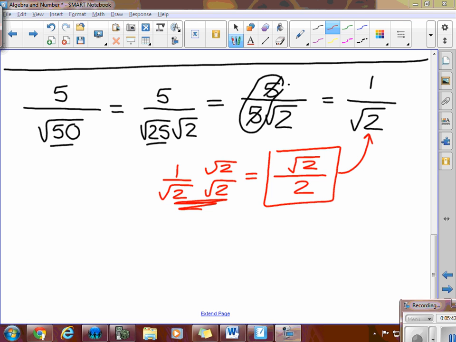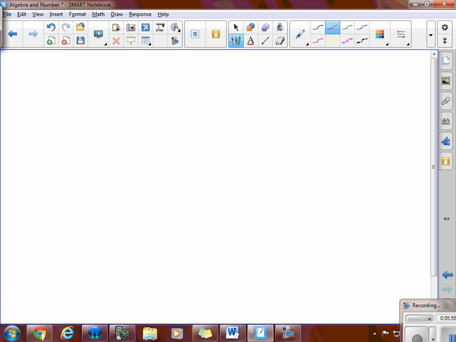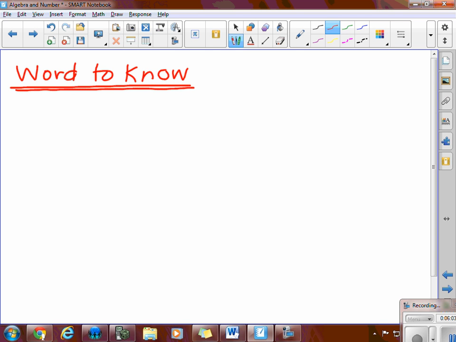So those are examples that are basically monomial denominators, so there's only one term or one radical happening in the bottom. Now we've got to take this a step further, and we're going to talk about a new word, a word that you need to know. When we're rationalizing denominators, this is probably one of the areas where a lot of students make mistakes. And the word we need to know is conjugate.